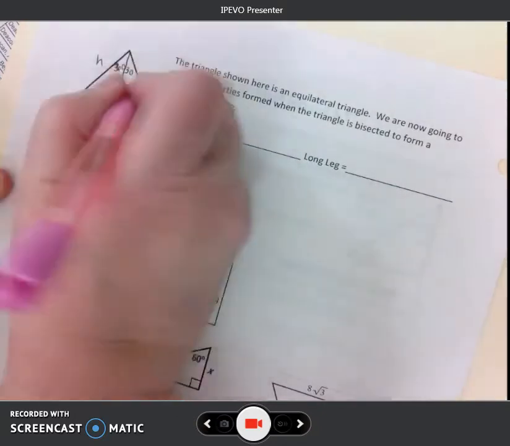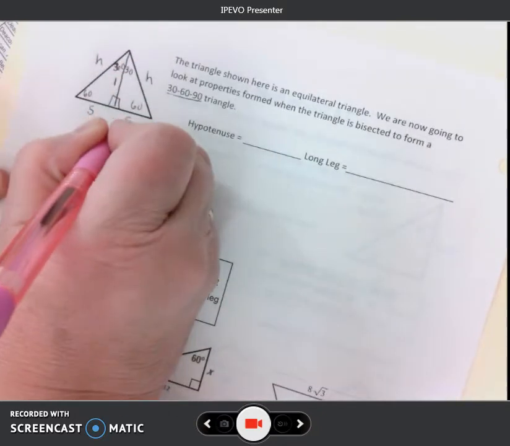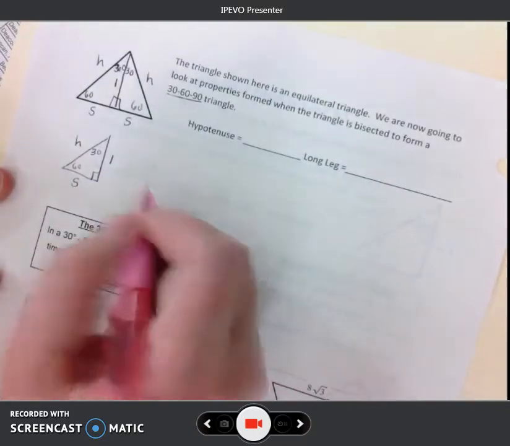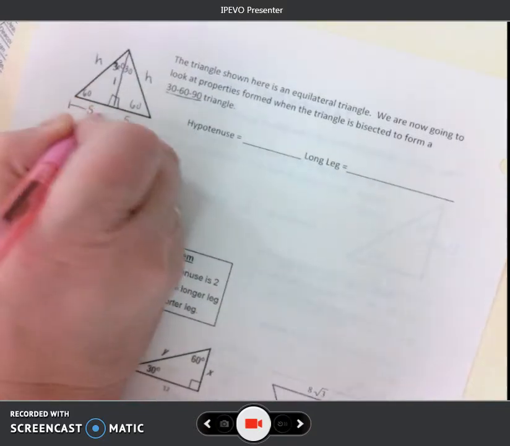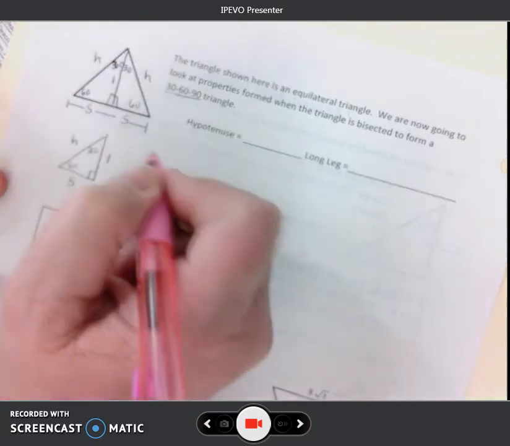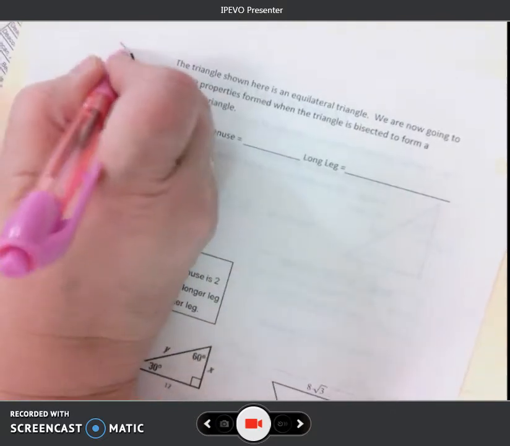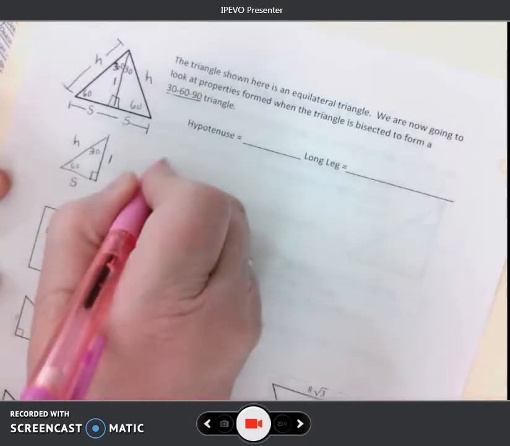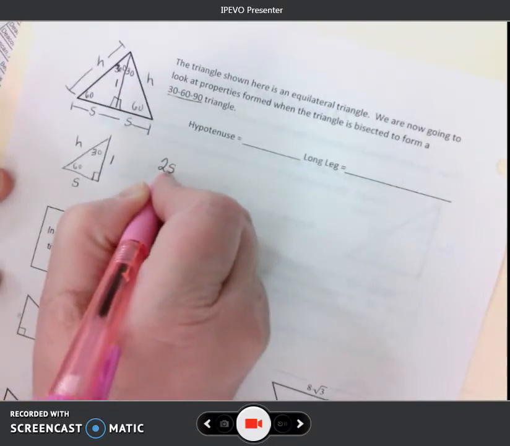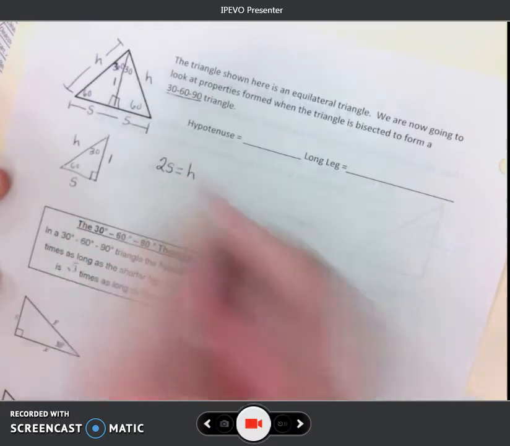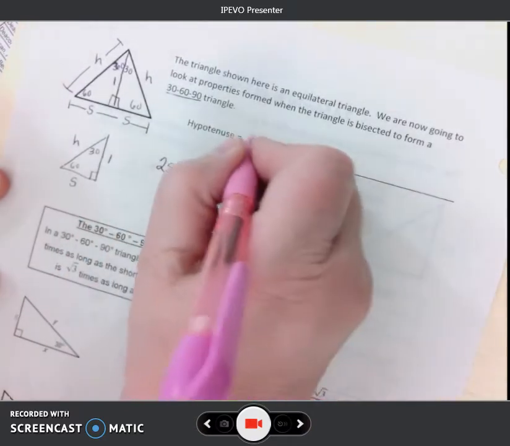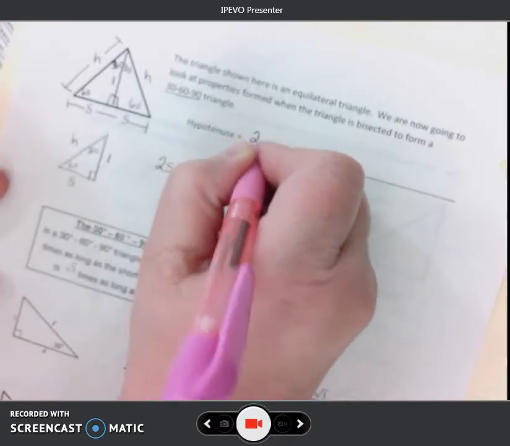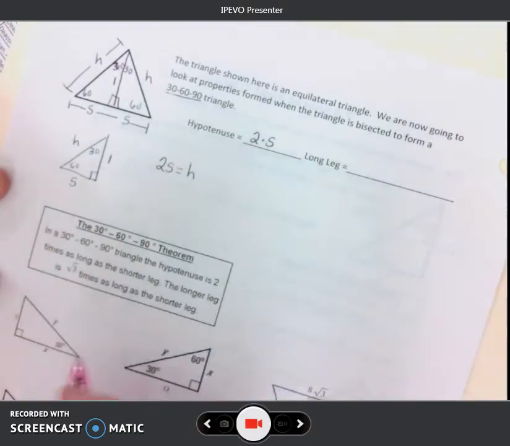Well, remember, we said we started with an equilateral triangle, which means that this whole side is the same length as that. So I know that it takes two of the short legs to equal the hypotenuse. So that's my first formula. The hypotenuse is 2 times the short leg.